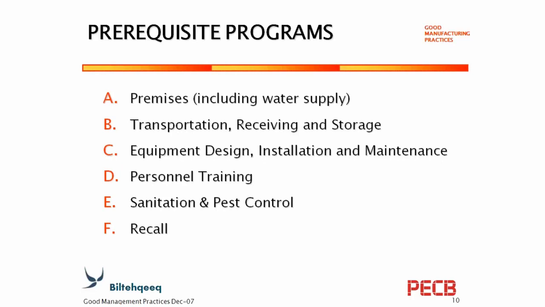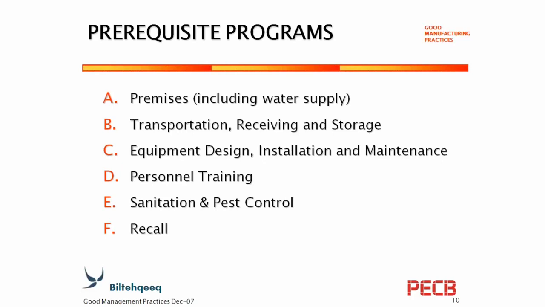And the second issue is transportation, receiving and storage. When you transport your material, receive it in your plant and store it, you have to ensure that during all these stages there should not be any contamination, or any hazard which can destroy or disturb your food management system. And next is the equipment design, installation and maintenance. Sometimes the machinery or equipment can be a source of contamination or hazards.